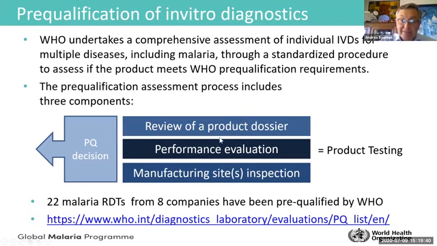They look at the results of the product testing in the lab, the one I presented to you. And they also send inspectors to the company manufacturing sites, and they evaluate the quality system which is in place. Based on this, there is a decision and a listing of products on the PQ list. We call it the PQ list.